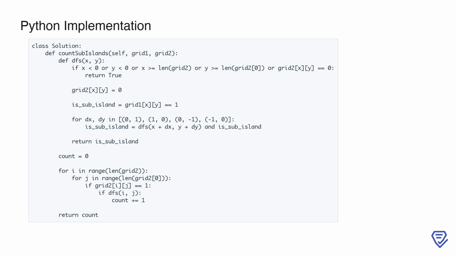For edge case handling, the algorithm handles edge cases, such as when grid 2 has no islands or when all islands in grid 2 are not subislands of grid 1. It ensures that visited cells are not revisited by marking them as 0.